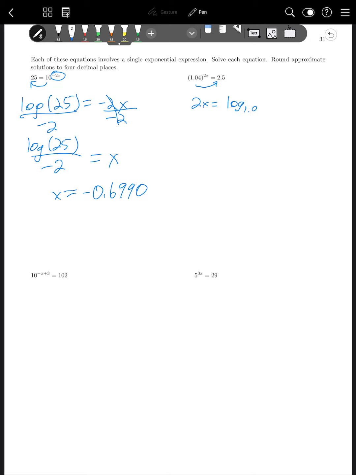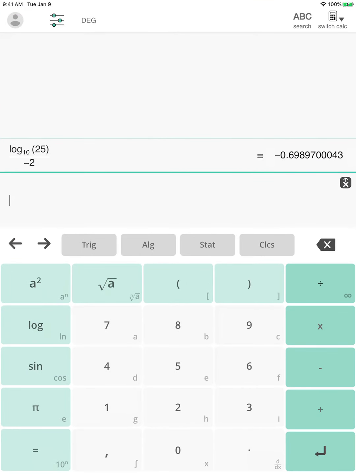So 2x equals log base 1.04 of 2.5, and then we divide by 2. So x equals log base 1.04 of 2.5 over 2. And we can put that in the calculator just like we did the first one.